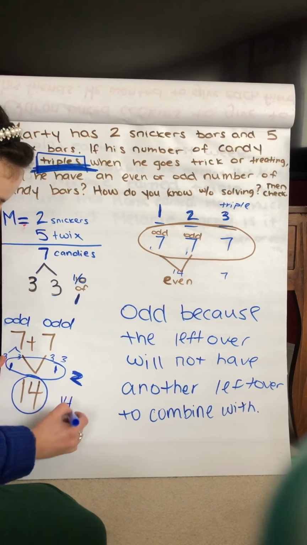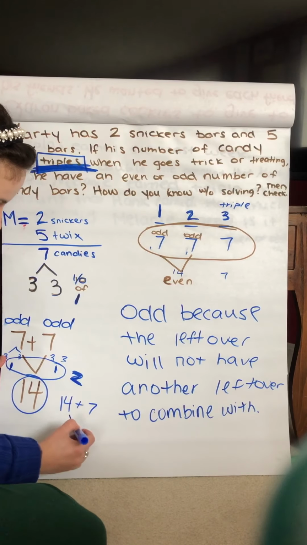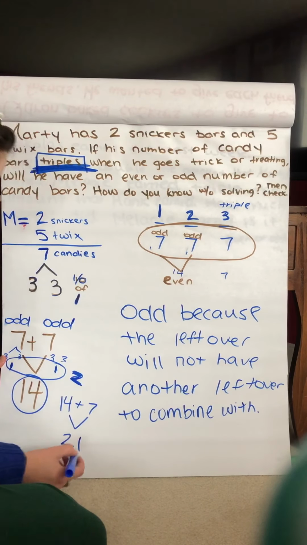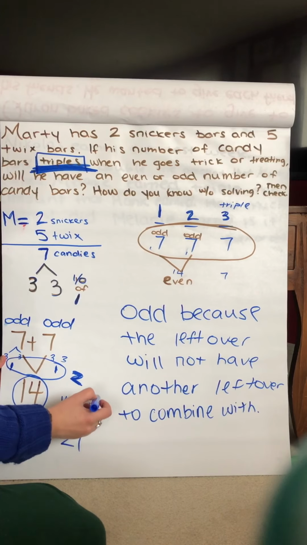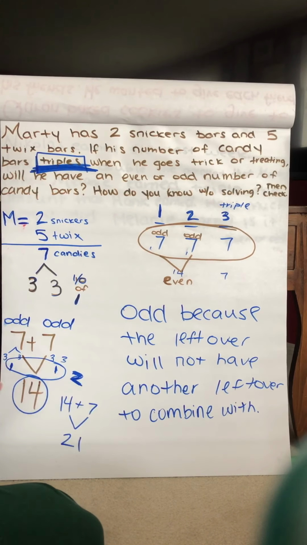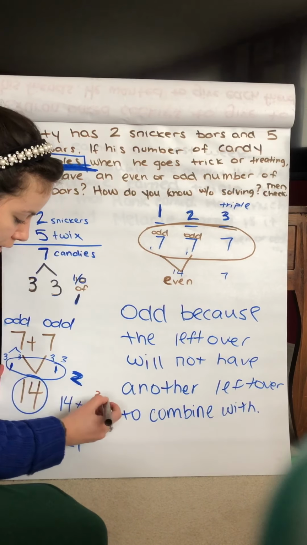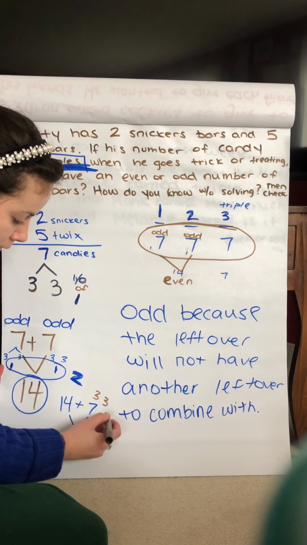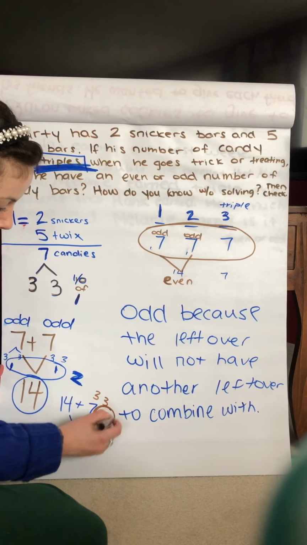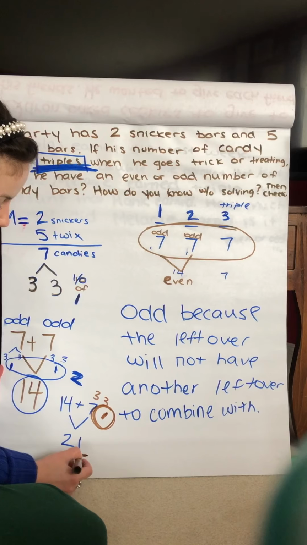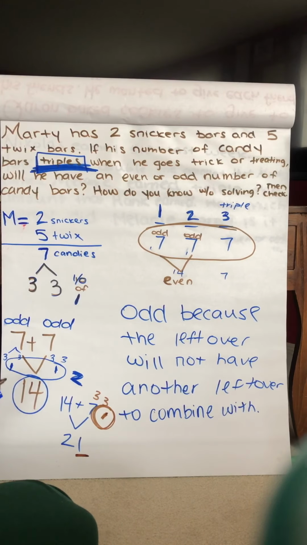When we add that even number to an odd number, we'll get an odd number because the leftover from trying to split 7 into 2 equal groups, which is 3, 3, and a leftover of 1, will never have someone to partner up with. So that will always be odd.